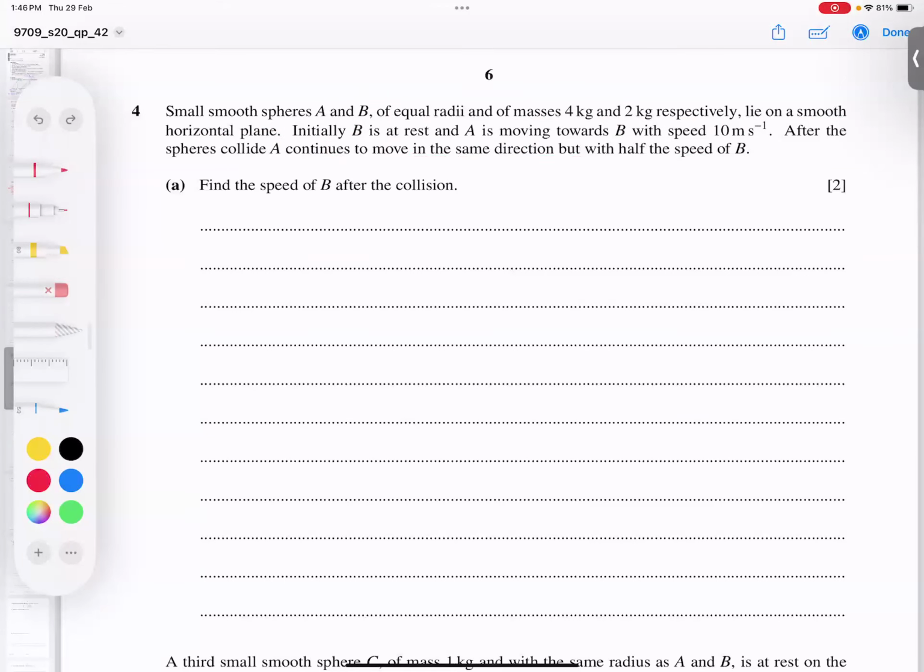So let's start. Bismillah ar-Rahman ar-Rahim. We have this situation. Just before collision and just after collision, we plan here. This is particle A and this is particle B, with masses 4 kilogram and 2 kilogram. A is going towards the right with speed 10, and U2 is naturally at rest. He mentioned that A continues to move in the same direction with half the speed of B.